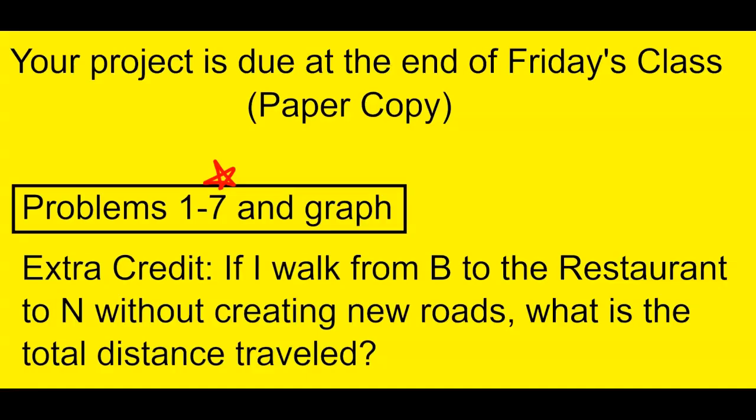So in this city project, you're going to do 1 through 7. You're going to do the graph. You have a piece of graph paper and then you have a whole bunch of directions, okay? Extra credit is this part. If you walk from B to the restaurant to N without creating a new road, what is the distance traveled? Screenshot that real quick or take a picture of that because you're not going to see it again.